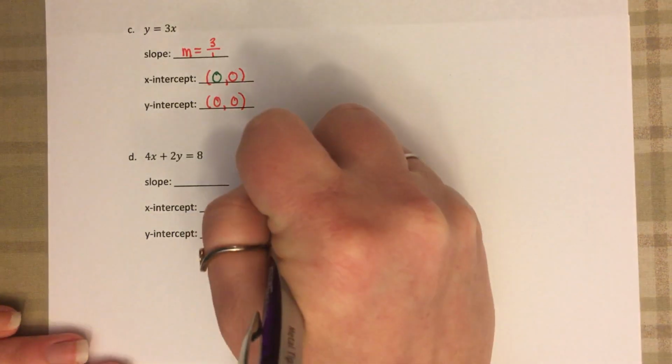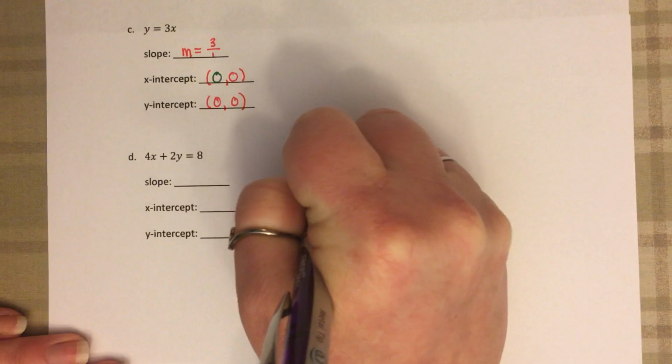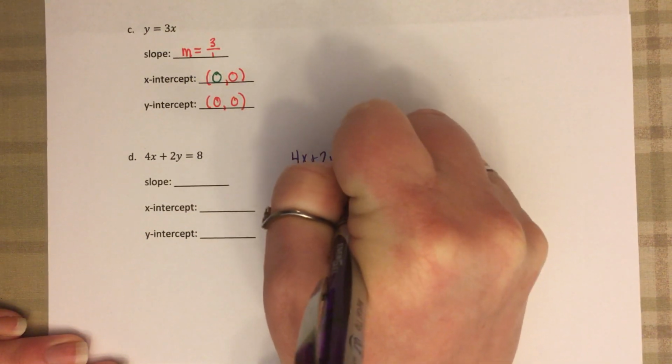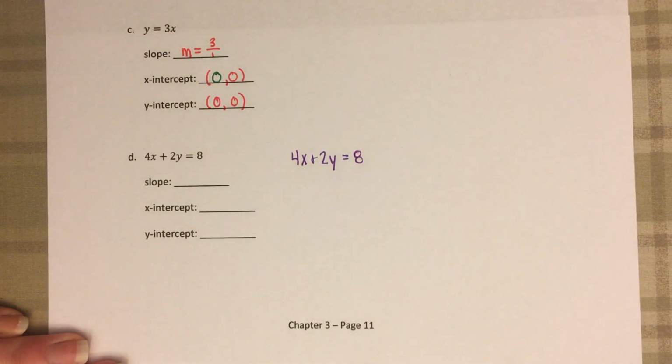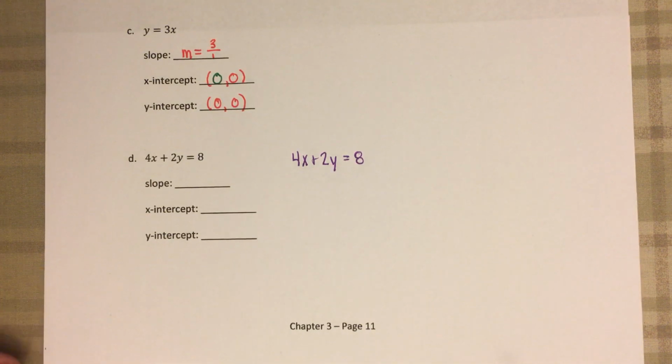So I'm going to rewrite my equation over here: 4x plus 2y equals 8. Now on the previous page, where it said other useful information, we had two different things mentioned. One of them is solving an equation for y, which is changing our standard form to our slope-intercept form. That's what we're going to use here.